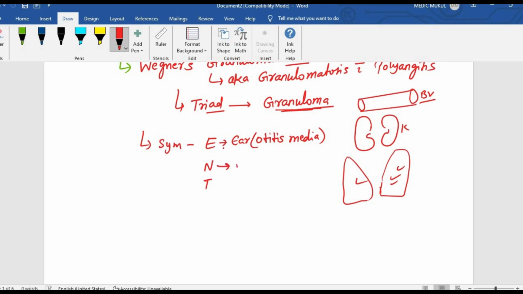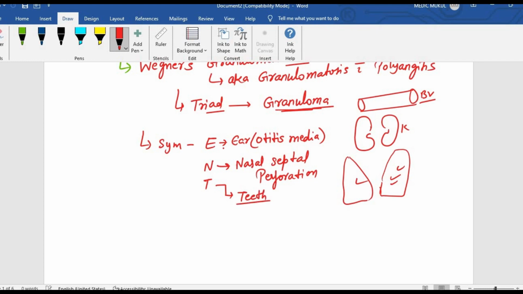N is for nasal septal perforation. We have the nasal septum between the nostrils. You have seen children putting a pen or something inside the nose, and then the bleeding starts. They cause erosion of the artery, resulting in epistaxis. And if somebody pushes something in all the way, the septum will be perforated. That we call nasal septal perforation.